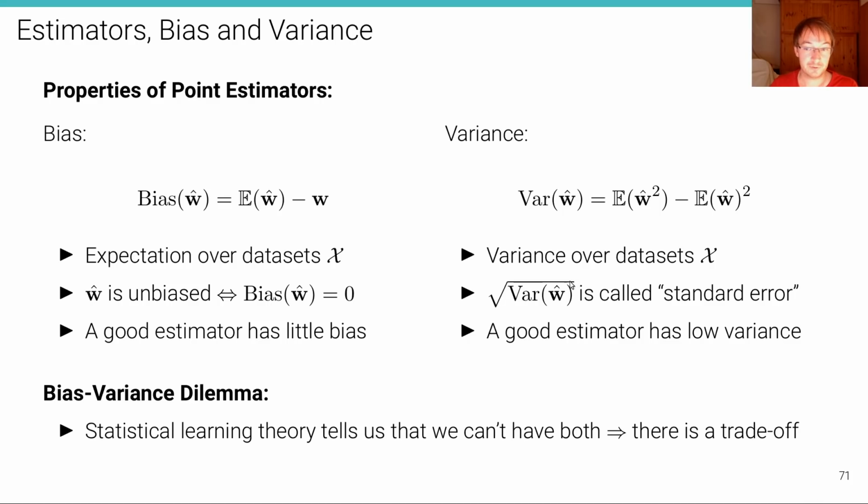And the square root of the variance is often called the standard error. Now, a good estimator not only has little bias, but it also has low variance. Right? So we want to have both bias and variance low. Now, this leads to the so-called bias-variance dilemma. Statistical learning theory tells us, unfortunately, that we can't have both. We can't have an estimator that at the same time has little bias and low variance. There is a trade-off that we have to make.